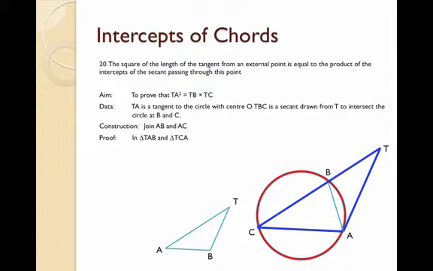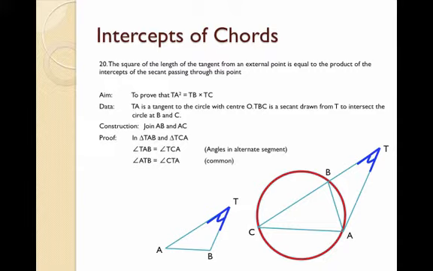So in our proof, we're going to use similarity. So we start with, in triangle TAB and triangle TCA, angle TAB is equal to angle TCA. And we can say this because of angles in an alternate segment. We can also say that angle ATB is equal to angle CTA because they are common. They are the same angle in both triangles. Therefore, triangle TAB is similar to triangle TCA because they are equiangular.